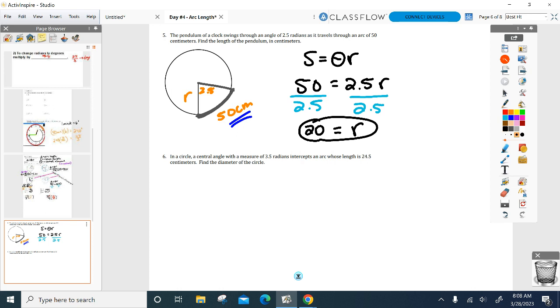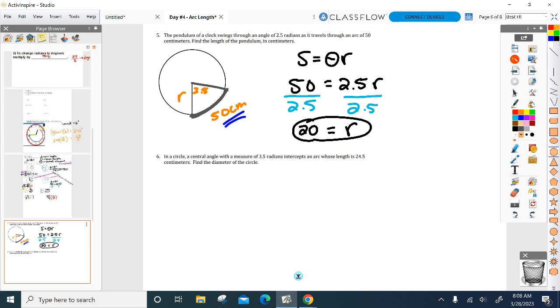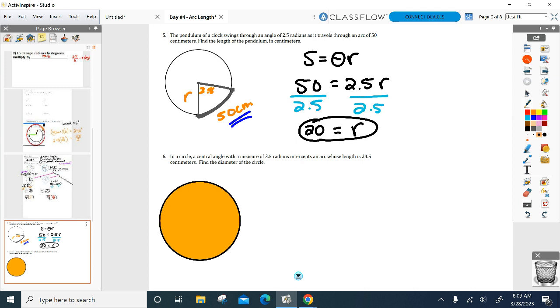Everyone all right? One more for you to chew on? I think we might have to draw a little diagram here. In a circle, a central angle measures 3.5 radians. Okay, so you guys know what a central angle is, and you can label it as 3.5 radians now. It intercepts an arc, creates an arc whose length is 24.5. So that arc it makes is 24.5.